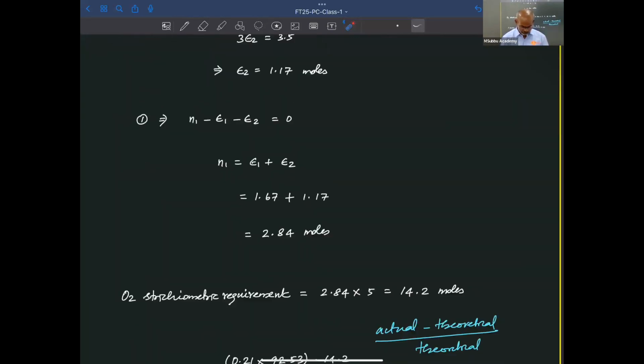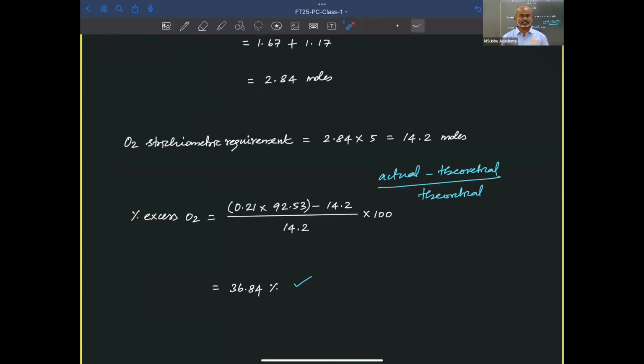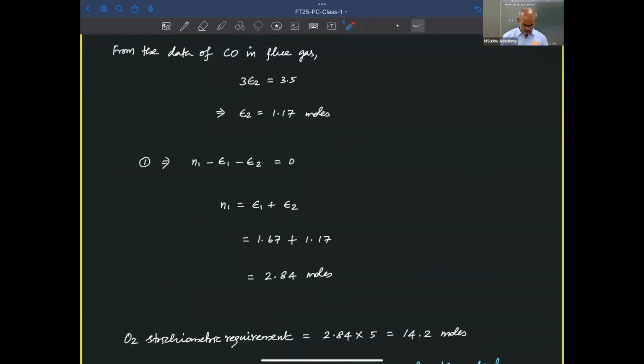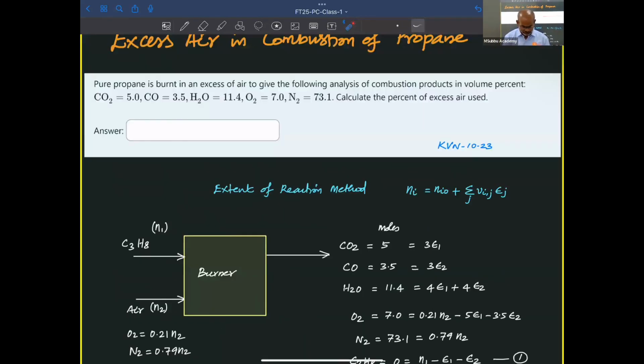Then you report in terms of percentage excess O2. Percentage excess O2 and percentage excess air are the same. So what is asked is percentage excess air. Okay, fine.